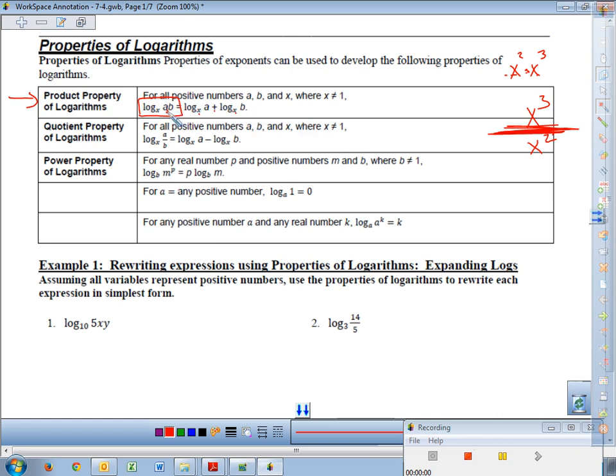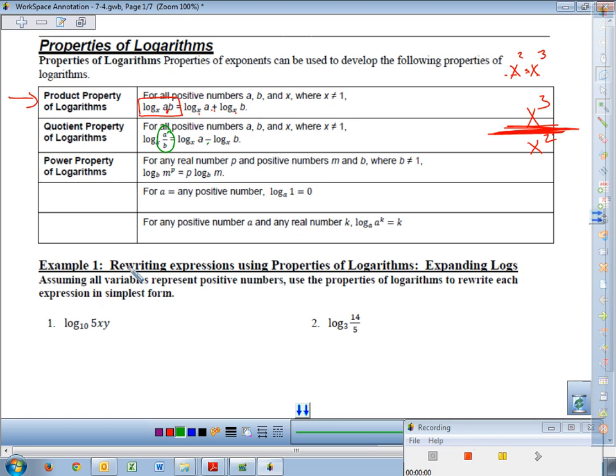What were they doing with those arguments? Multiplying. What did we switch it to? Addition. Multiplication and addition go together. Hey, what are they doing with these arguments right here? Dividing them. What did they switch it to? Subtraction. So they're asking us here in example 1, there's some other properties that we'll deal with.